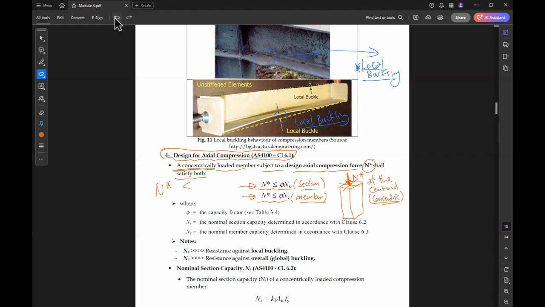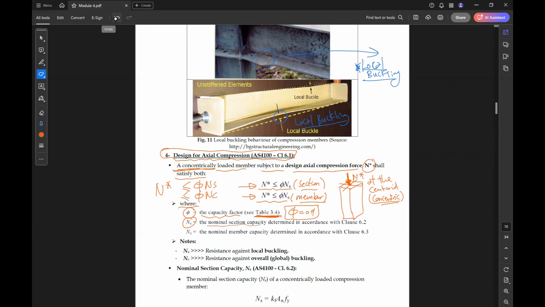N star less than or equal to phi NS and phi NC, where phi is the capacity factor. You can find it in table 3.4 in the Australian standard, and phi for most of the design calculation of the steel members is 0.9. For the connection, it's 0.85. But you can have a look at this table to find it.